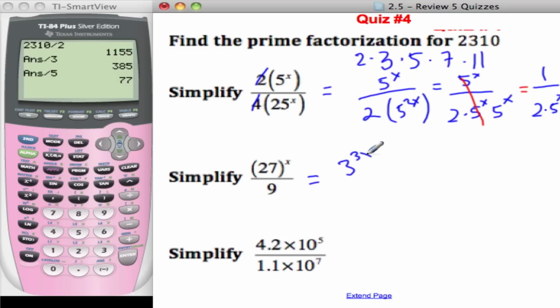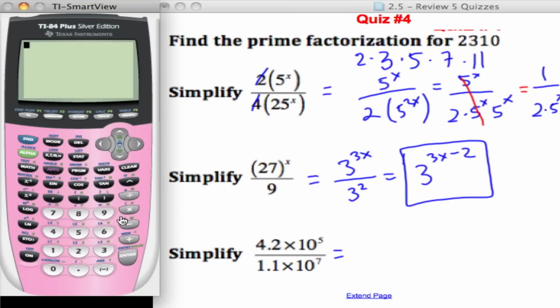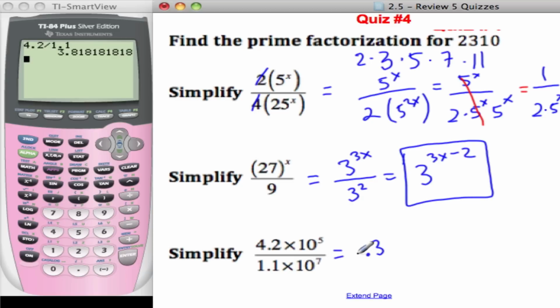3^(3x) on the top and 3 squared on the bottom. So that's 3^(3x minus 2). That's as far as we can go. And the next one, 4.2 divided by 1.1 is 3.8. Whoops, 3.8 times 10^-2.